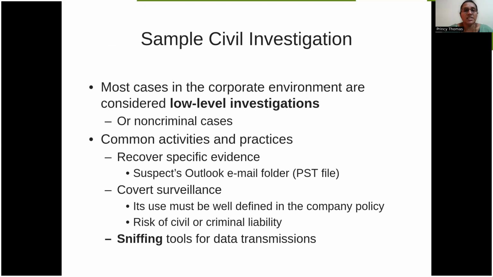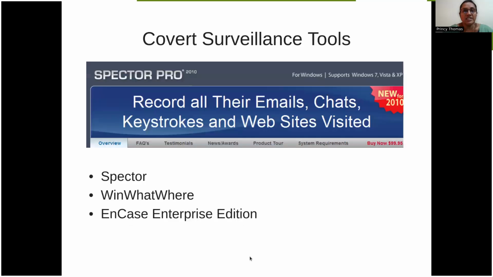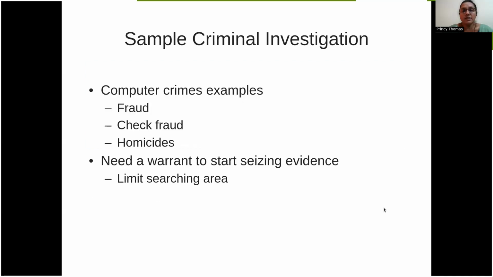Now, if it is a civil investigation, then it is a low-level investigation, and normally a criminal case is different from a non-criminal case. Accordingly, the review will be done. The common activities and practices are that the Outlook or email of the suspect will be checked, evidence will be collected, surveillance, if needed, will be set up, and other sniffing tools for data transmission will also be used. Covert surveillance tools like Spectre, WinWhatWare, EnCase, etc. can be used for surveillance.